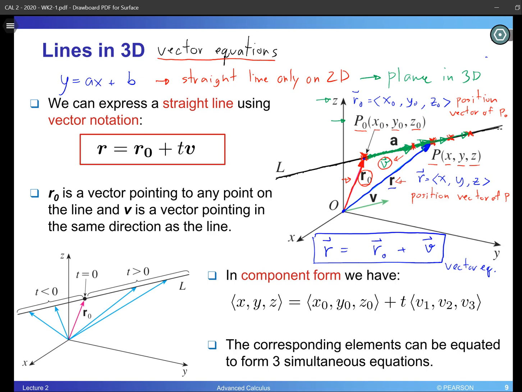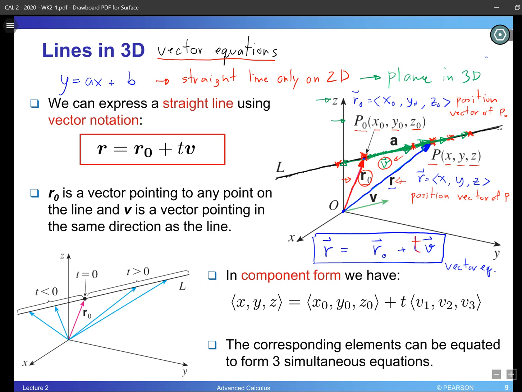Alright, so the key is about this vector v. We want to stretch it, we want to squeeze it, and sometimes we want to flip it to the other side. What if this vector v is flipped to the other side? We can locate a different point on the line. So it's all about changing the geometry of this vector v. And we can do that by adding an additional parameter called t right here. Let's add t to this vector equation.